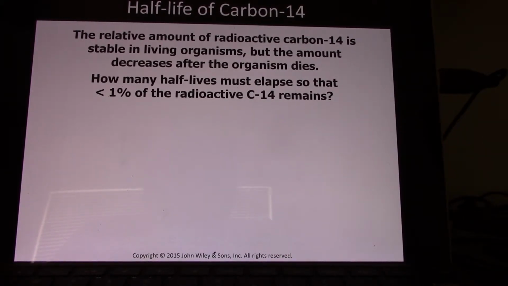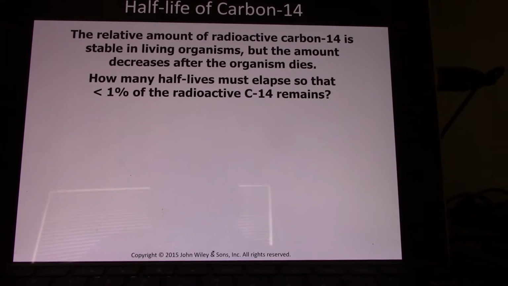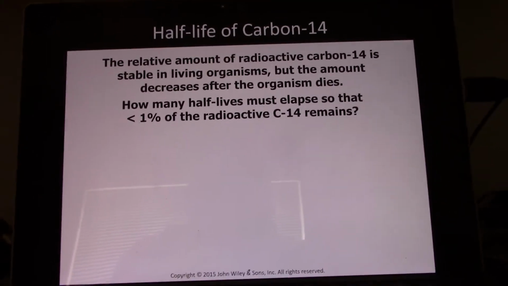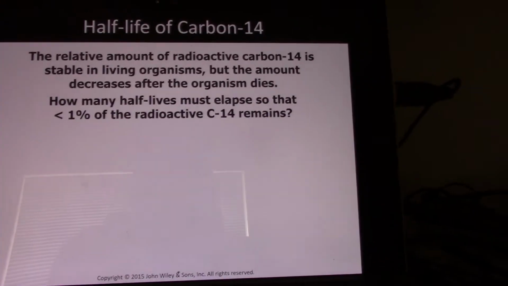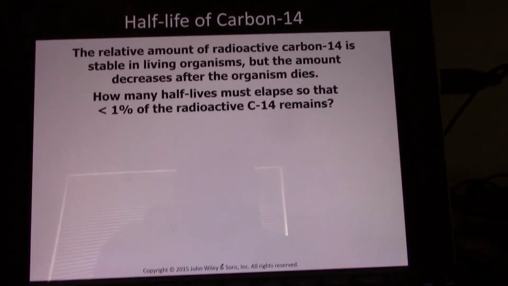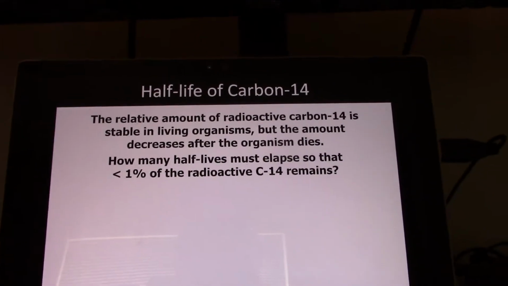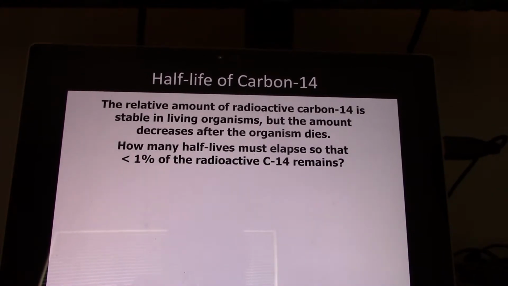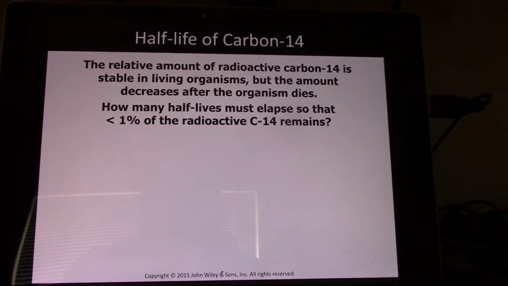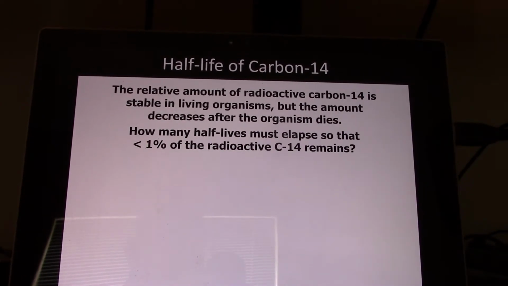The relative amount of radioactive carbon-14 is stable in living organisms. Why? Carbon-14 forms in the higher parts of the atmosphere. Extremely energetic radiation from the sun strikes Earth, and when it does so, it hits the nitrogen-14, and it has a nuclear reaction, and nitrogen-14 is converted into carbon-14. And then that carbon-14 slowly falls to the ground, where it is incorporated into living things.